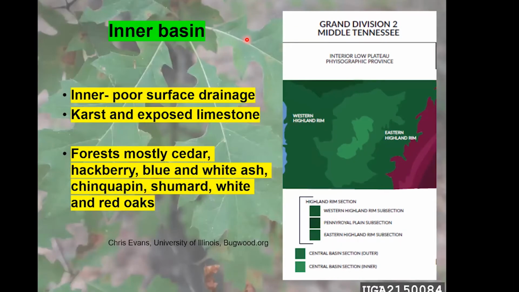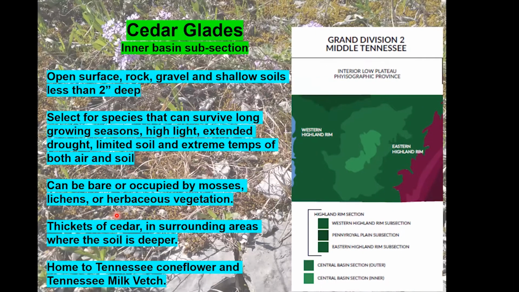The inner basin has poor drainage. A lot of the forests are cedar, hackberry, blue ash, white ash, all these different kinds of oaks, Shumard, white, and red oaks. And there's one section in that area. It's called the inner basin, and it's almost like a subsection. We're in the Middle Valley. It's just north, or just northeast of Nashville, where it has rock, gravel, soil.